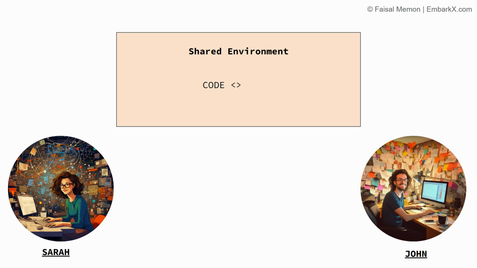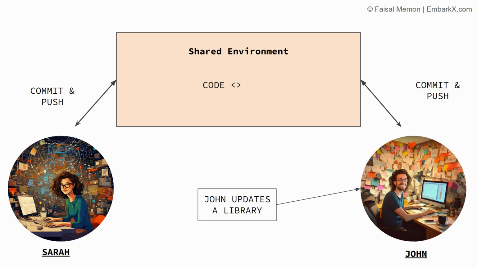So John is also Sarah's teammate and they use the same code base to push the latest version of the code and also to pull. Now, when working in their code base, they are using several libraries with different versions. Now, let's say John updates a library on his local system. There is a library which has a local version available. So, John updates this library on his local machine and he pushes this code to the shared environment.